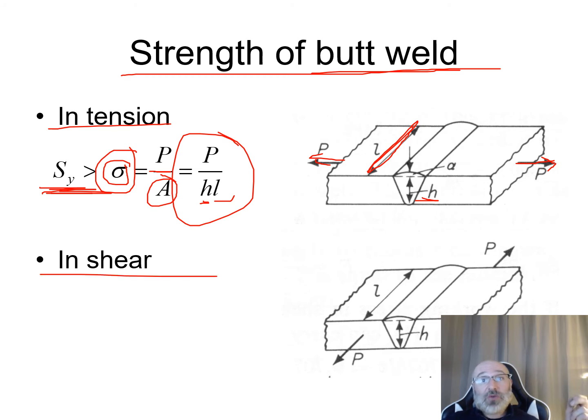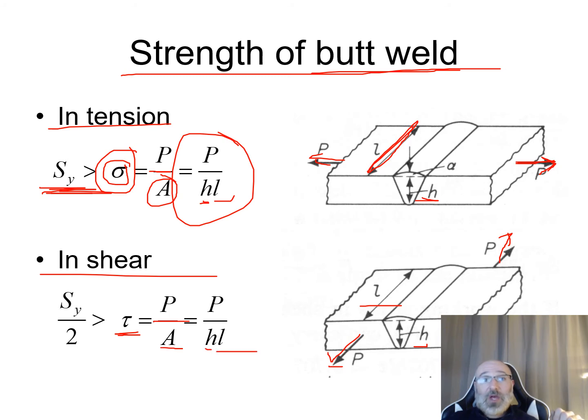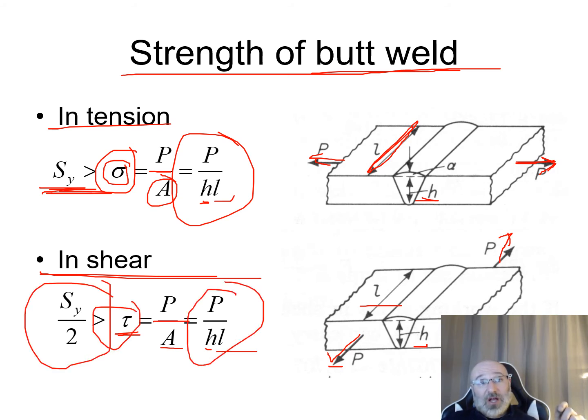What if we're in shear? We have the situation now where our loads are off the sides here, going this way and this way, putting this in shear. So we still have that same H and our same L. Here we have our general relationship for shear stress, remember, is load over our area. Our area is the same as before, our H times our L value. And now for our shear, this is saying S sub y over 2 is going to be greater than our shear stress, or our P over our HL.